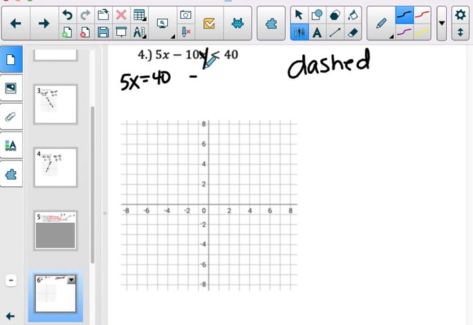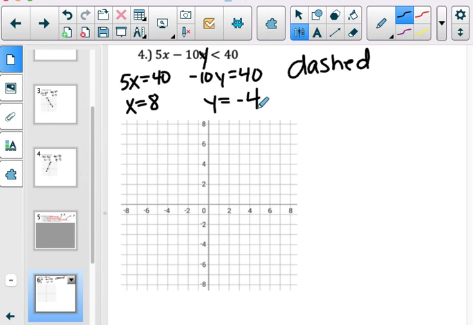All right, so we have 5x equals 40, and then we're going to have negative 10y equals 40. So for intercepts, the inequality sign doesn't matter because we're still going to be on the axis. So I just go ahead and put equal signs here. To get x by itself, I divide by 5. So my x-intercept is 8. To get my y-intercept, I'm going to divide by negative 10. And so my y-intercept is negative 4.